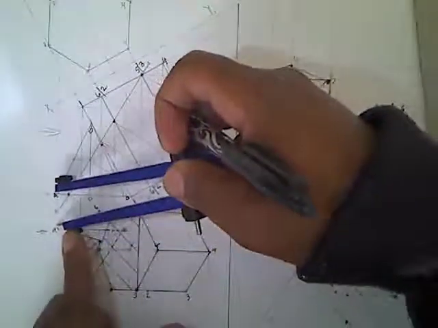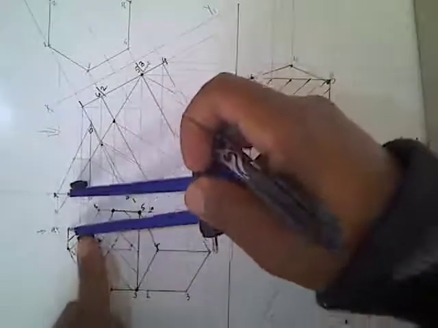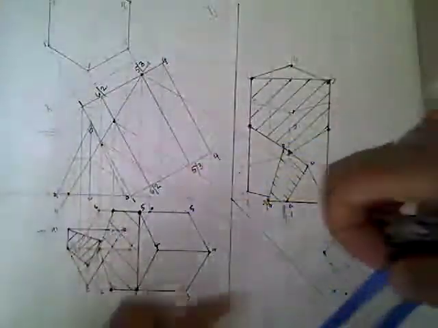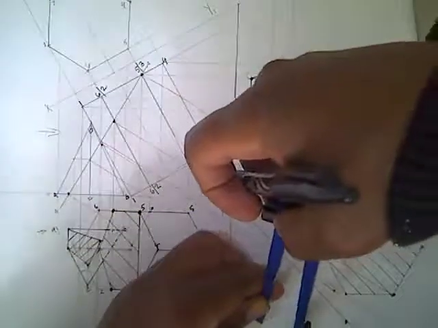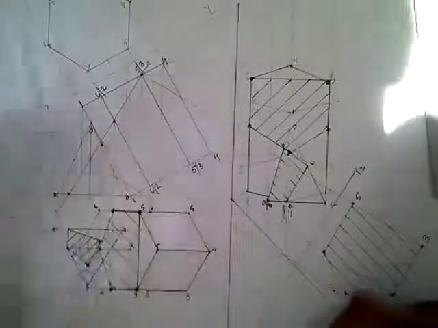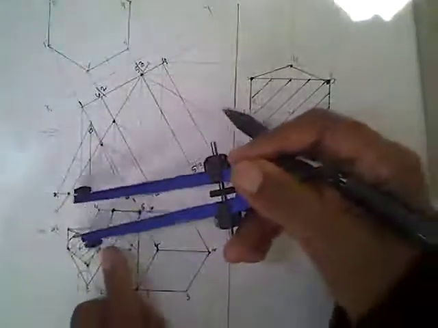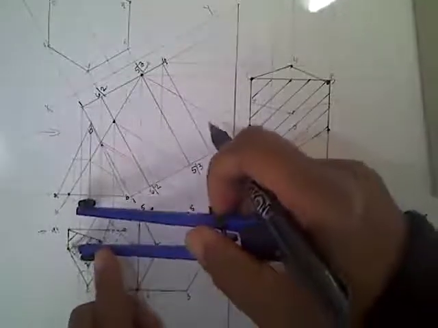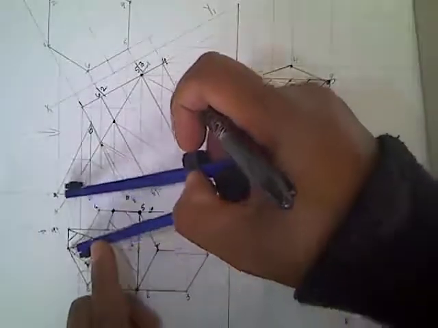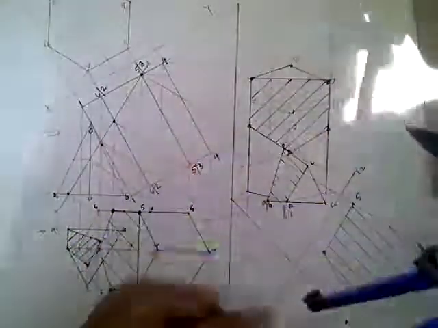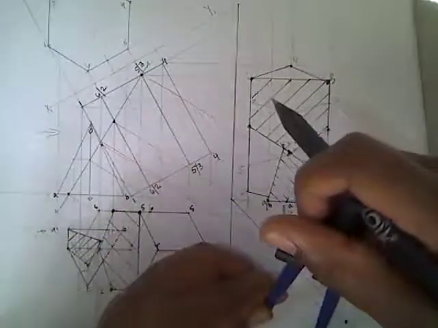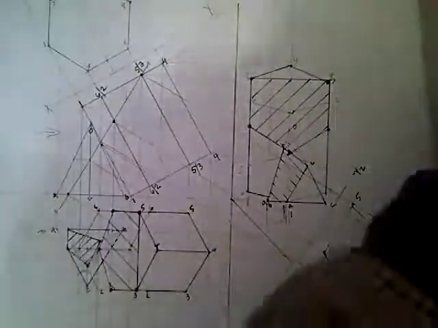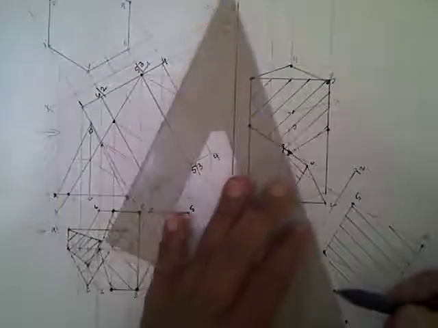Which one? No, not that one. Here to there. That one is this. Here to there. Here to there. And then above it is there. There to the ground line. Then there to the ground line. There we are. Then we join.